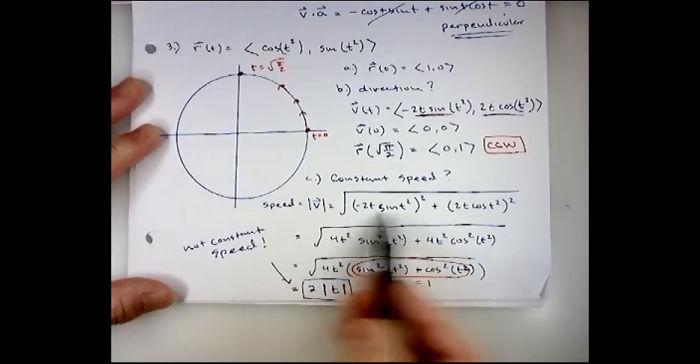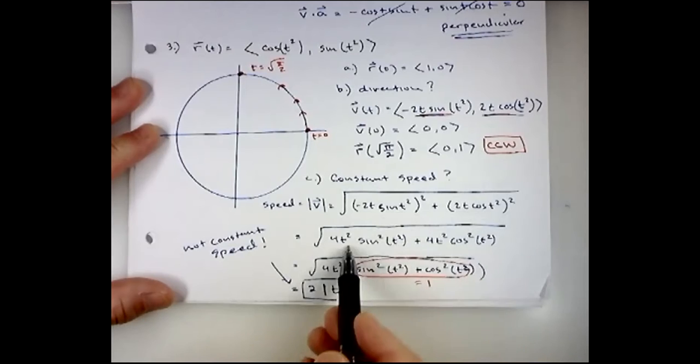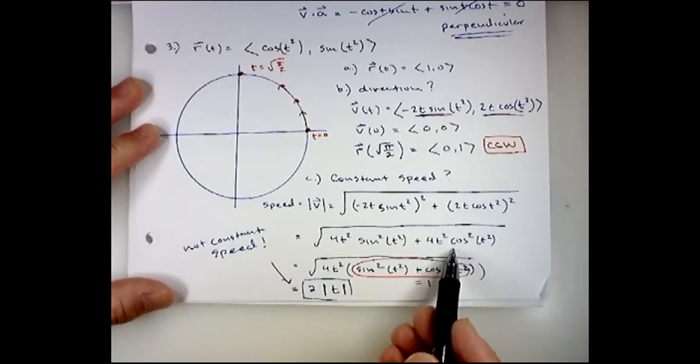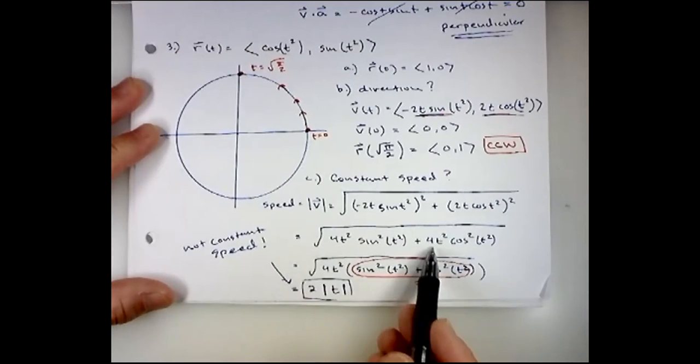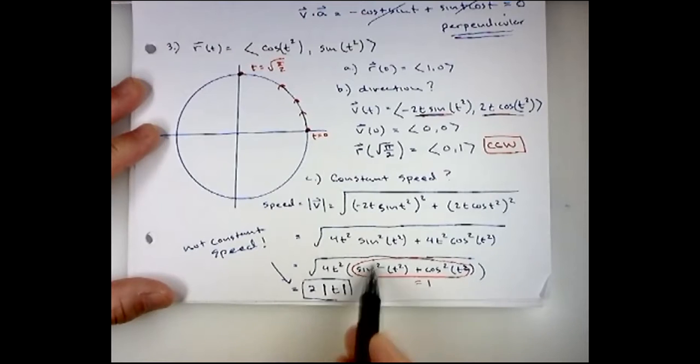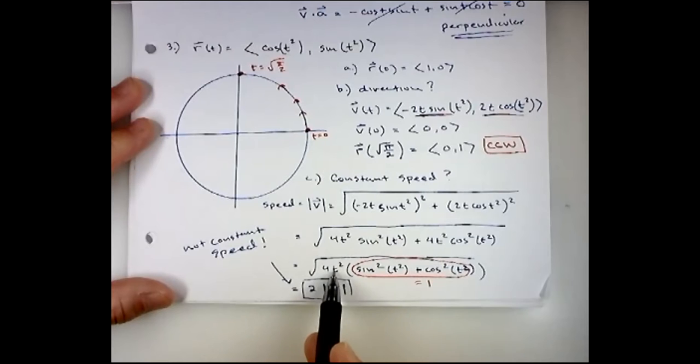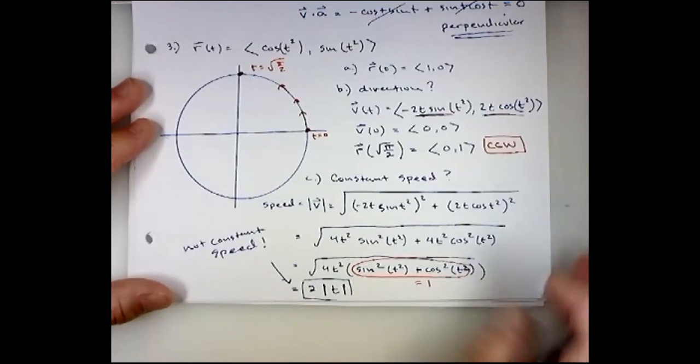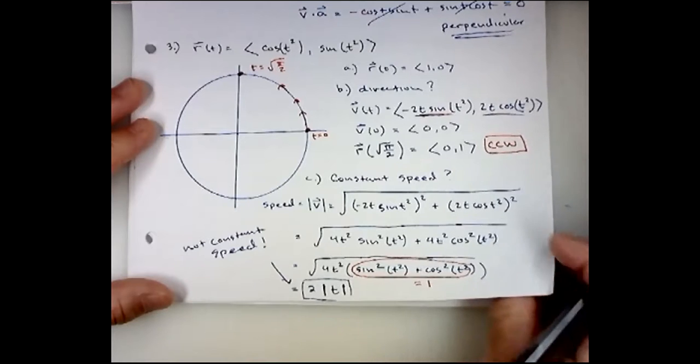Taking the magnitude of my velocity vector, I can factor out 4t squared. That identity is going to give me 1. Square root of 4 is 2. Square root of t squared is the absolute value of t. Now, because this has t in there, you can tell that I would have a different speed depending on my time, depending on what t is. So this is not moving at a constant speed as it travels around the circle.